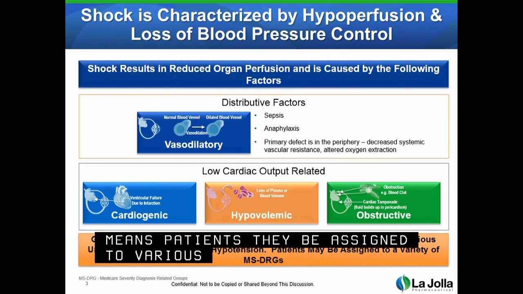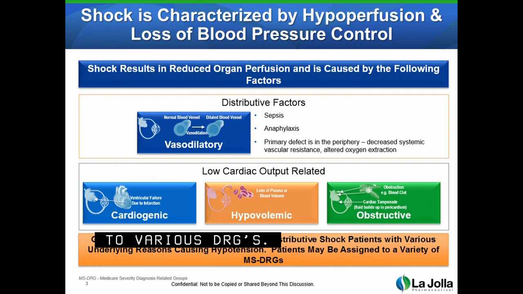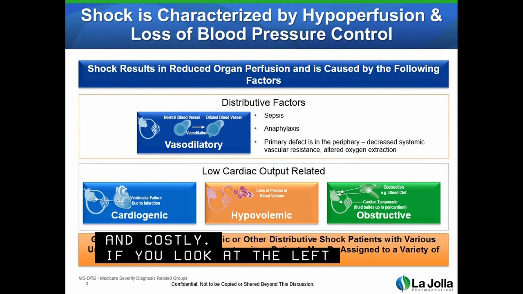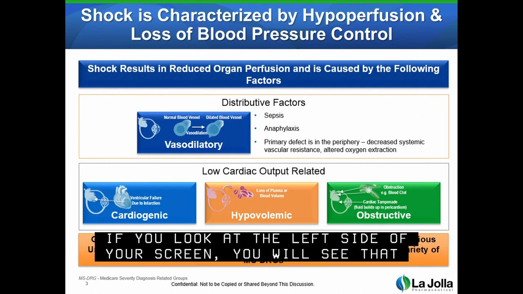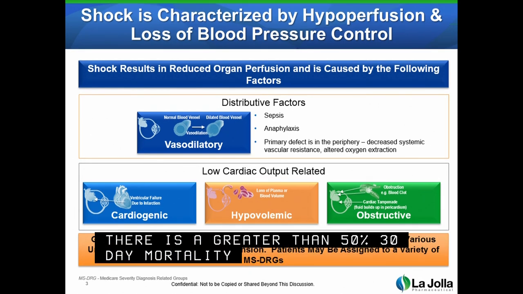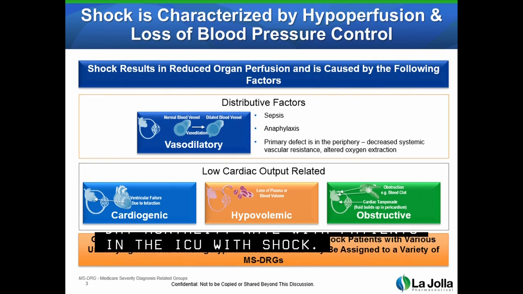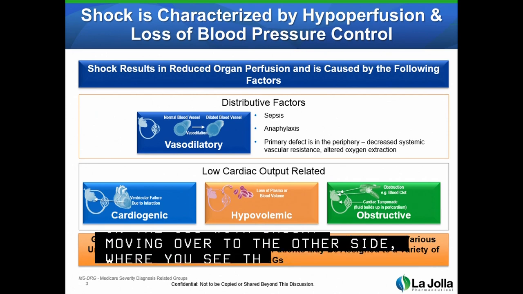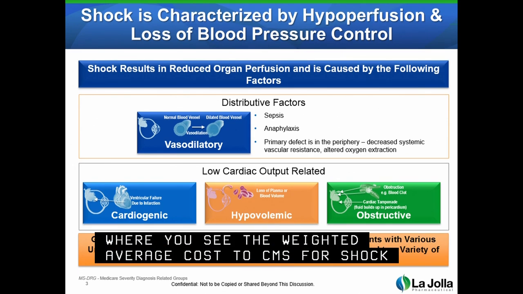When we look at shock in the ICU, we see that shock is both deadly and costly. If you look on the left side of your screen, you'll see that there's a greater than 50% 30-day mortality rate with patients in the ICU with shock. And moving over to the other side, you see the weighted average cost to CMS for shock is $87,282.